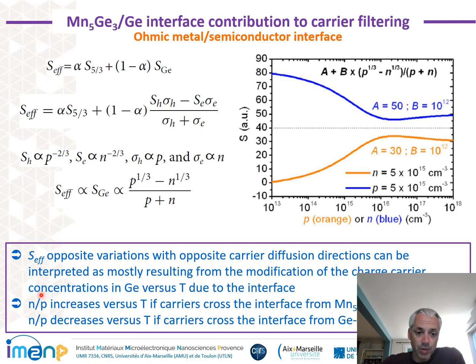So this would mean that the ratio between the electron concentration and the hole concentration seems to increase versus temperature if carriers cross the interface from Mn5Ge3 to germanium, while this ratio seems to decrease versus temperature if carriers cross the interface from germanium to Mn5Ge3.